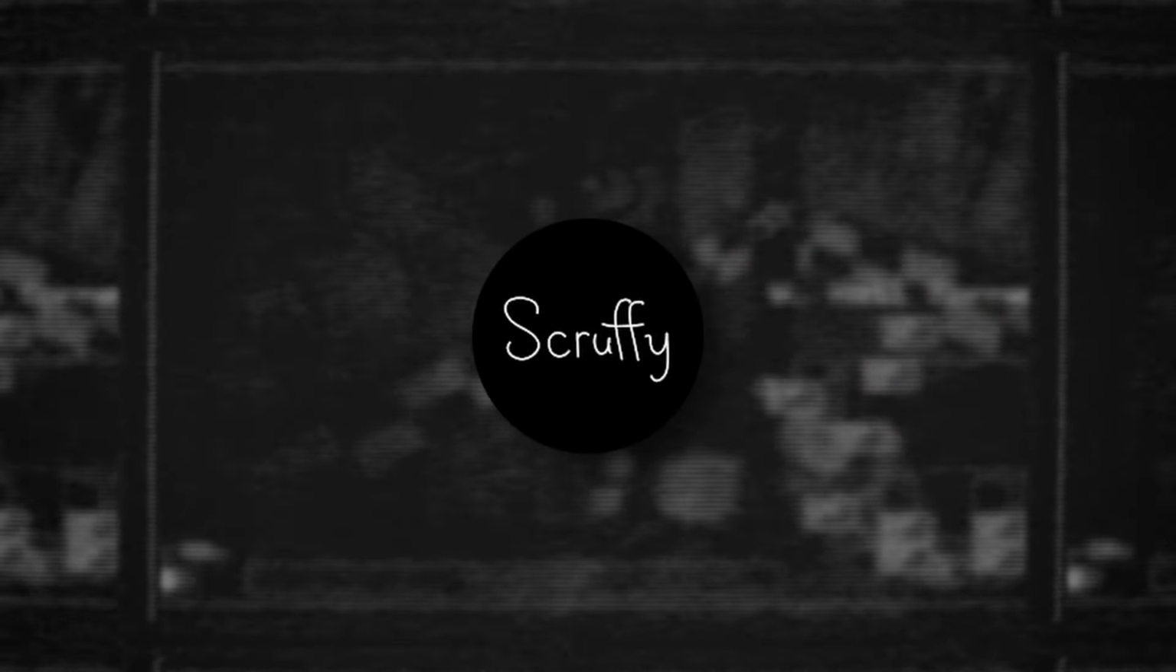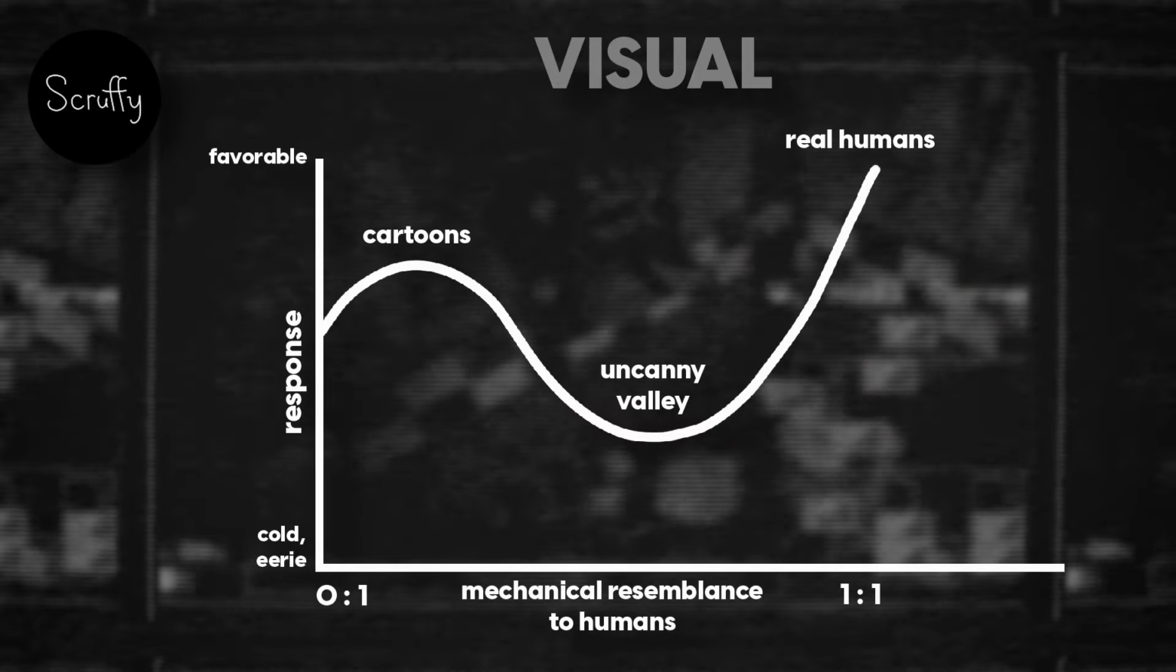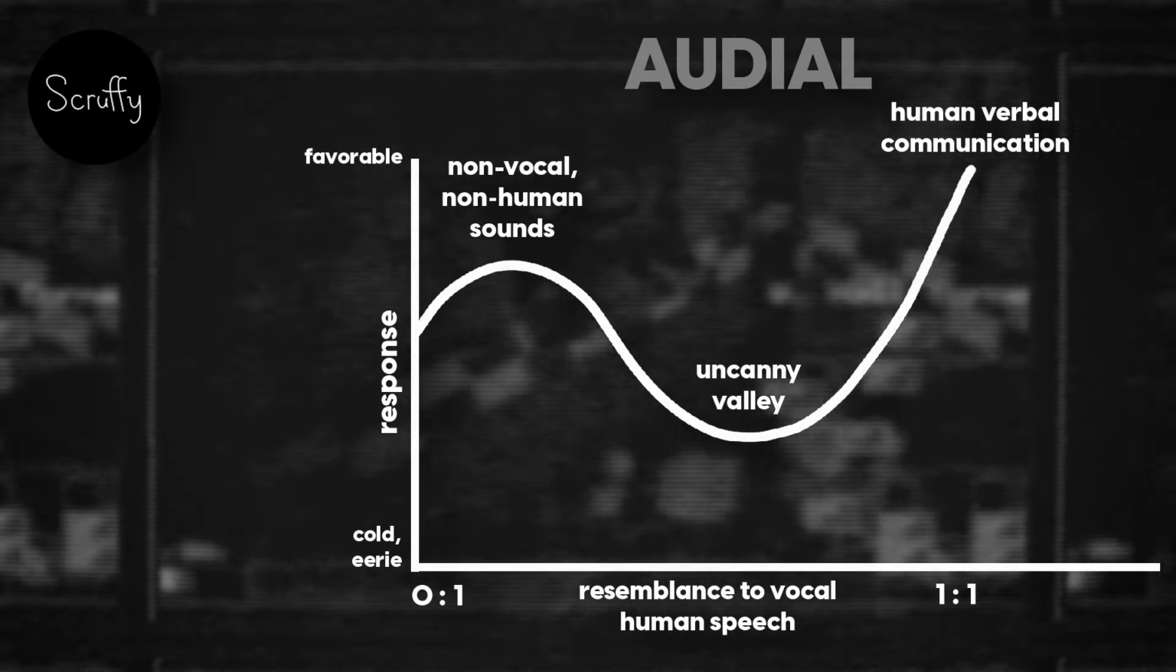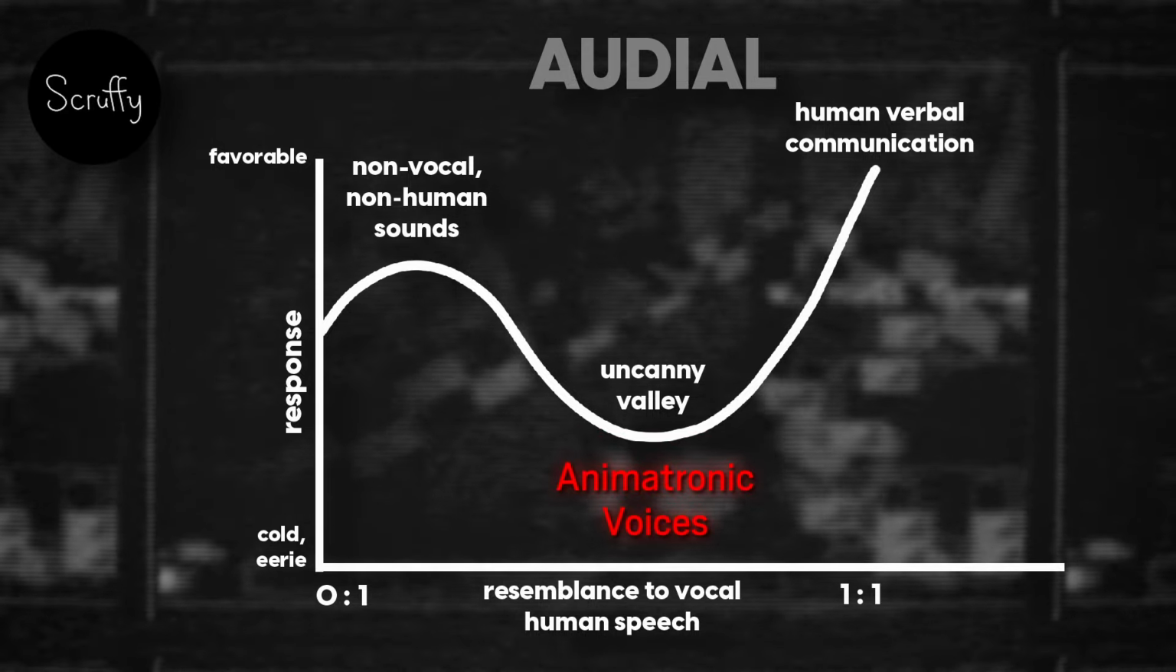Scruffy describes this technique very well, explaining that things that look human, but not quite, such as animatronics, fall into the visual Uncanny Valley. Likewise, things that sound human, but not quite, fall into the audio Uncanny Valley. Just as we have expectations for how human-like visuals should appear, we also have expectations for how human sound should be. A good example would be this garbled phone call you receive on night 5.